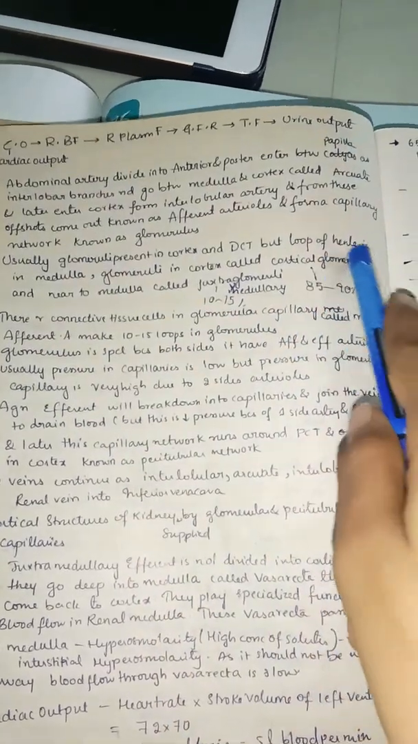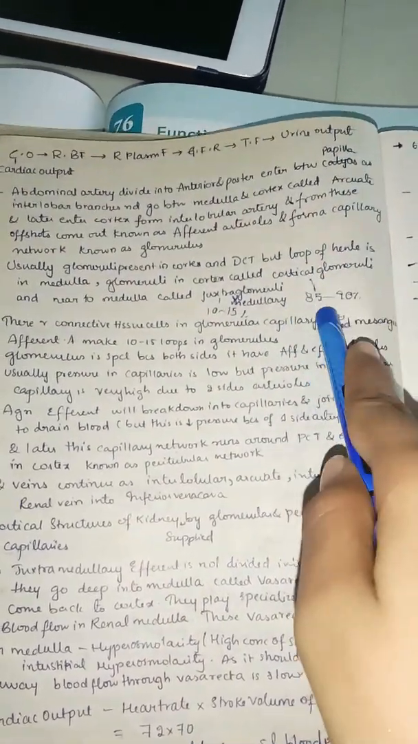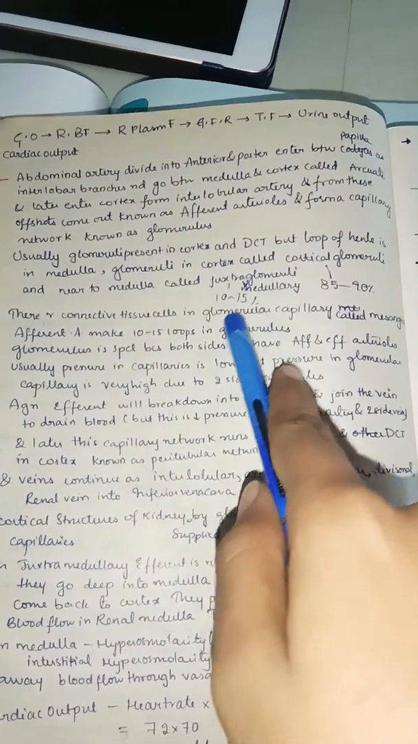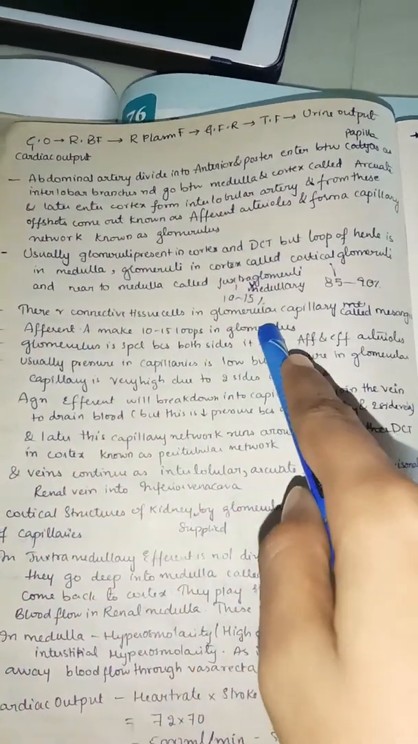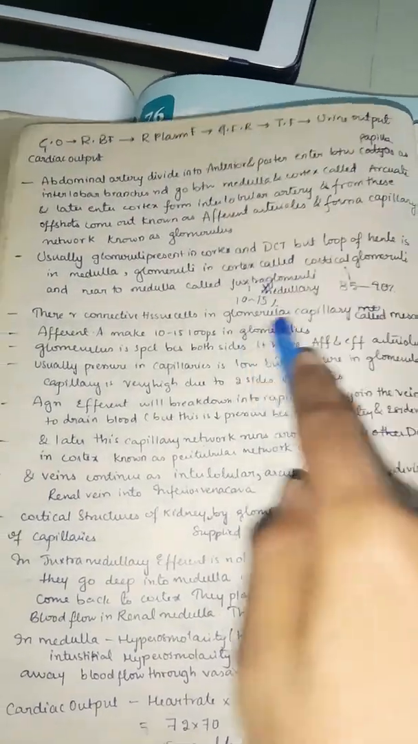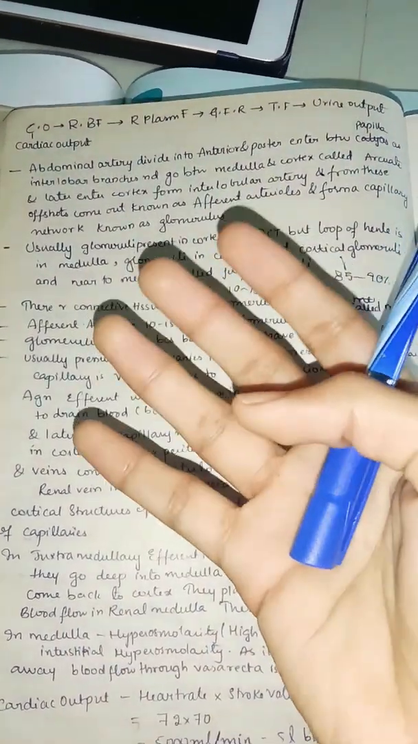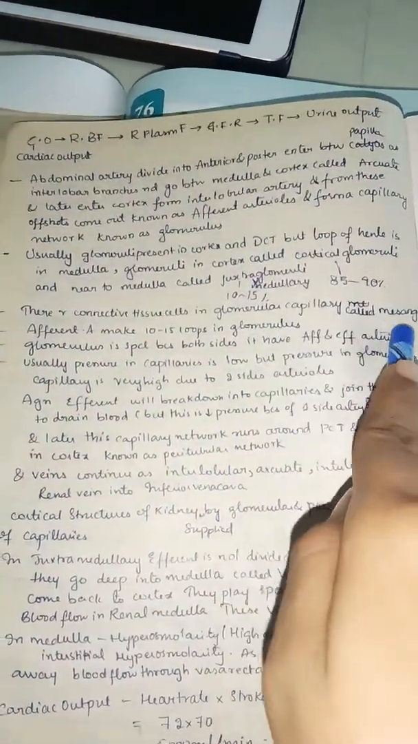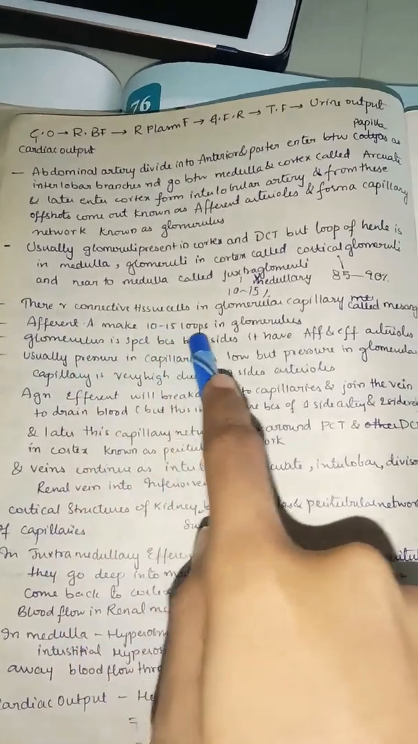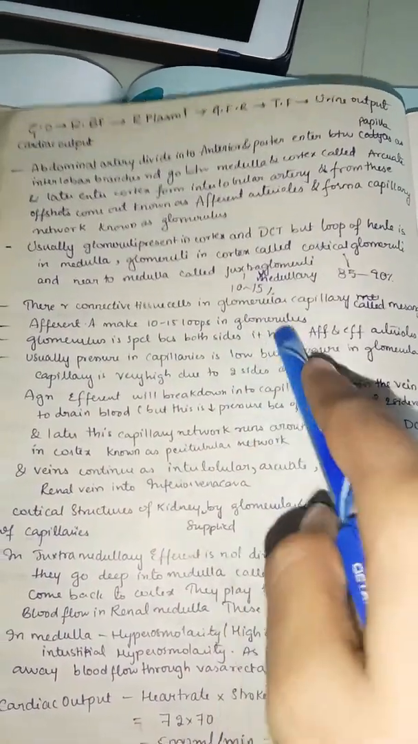Most of the glomeruli are cortical glomeruli. They live in the cortex, that is 85 to 90%, but only a few are in the medulla, about 10 to 15%. There are connective tissue cells in the glomerular capillary which are called mesangium. In between the glomerular capillaries, for example, my fingers are the glomerular capillaries, and in between them these connective cells are called mesangium. And the efferent arteriole makes 10 to 15 loops in the glomerulus, forming a glomerular tuft.